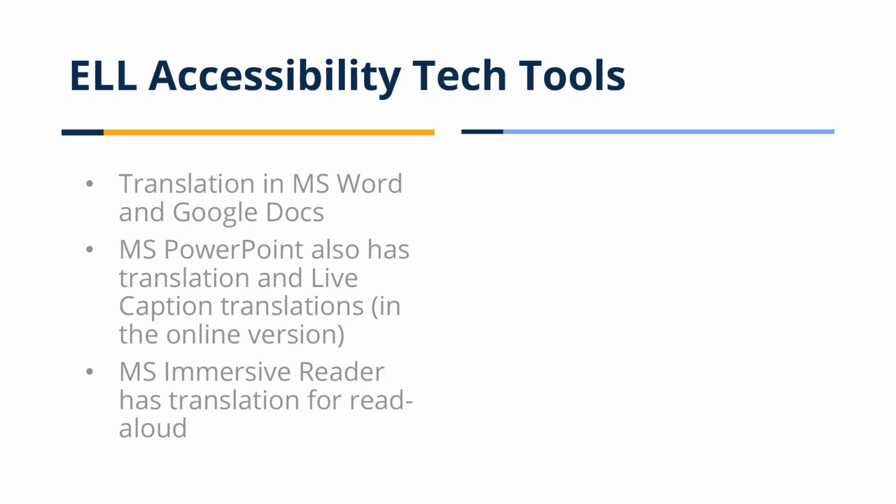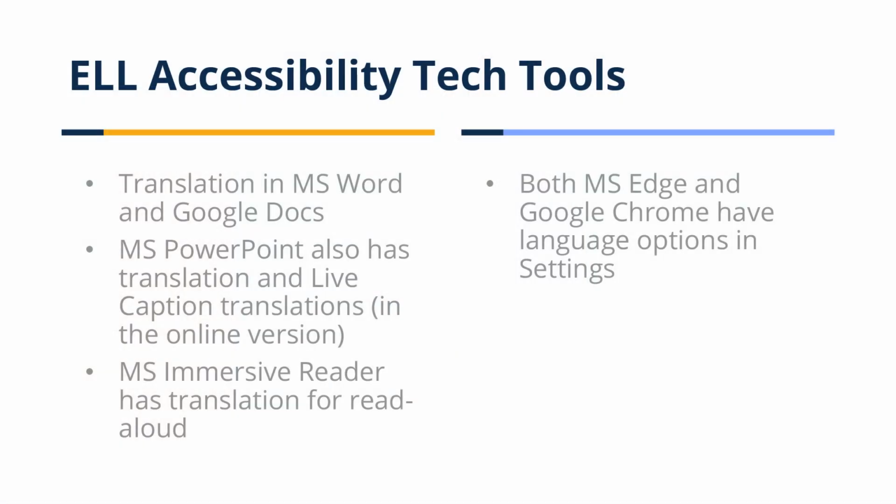We already talked about Microsoft Immersive Reader. It has translation for read aloud. I think it has somewhere between 60 and 80 different languages that it will translate into and read aloud to the students. Both Microsoft Edge and Google Chrome have language options in the settings. So if you're in your browser and you go to the three dots in the upper right-hand corner, drop down and go into settings, there's always one for translation. And the cool thing about it, at least in Edge, and I think it does the same thing in Chrome, you can choose the language that you speak, and you can set it to any website you go to that is not originally in that language. It'll pop up and ask you if you want to translate it.